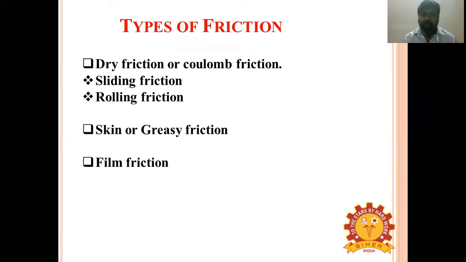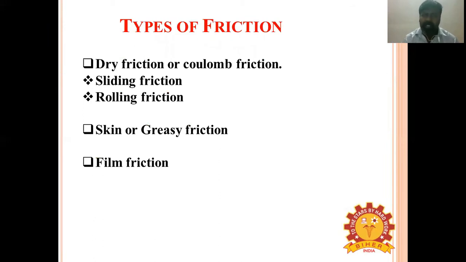Then come to the friction types, which mainly depend on these surface types. First, dry friction or Coulomb friction. Dry friction is classified into two types: sliding friction and rolling friction. The second one is skin or greasy friction. The third one is film friction. These are the types of friction.